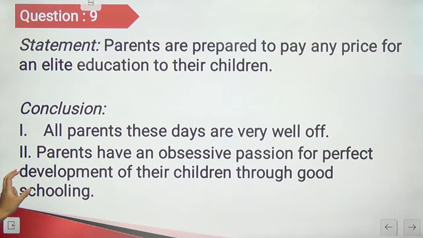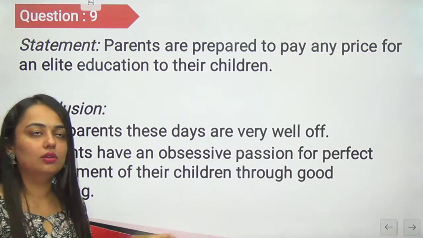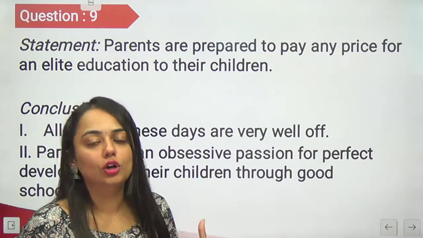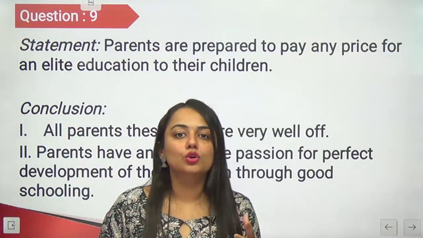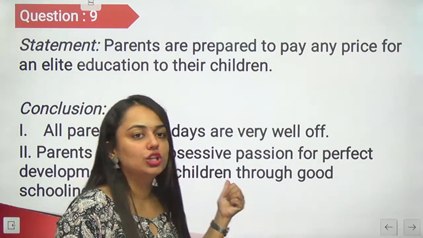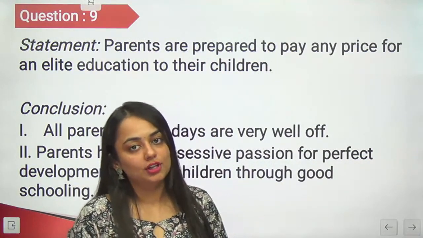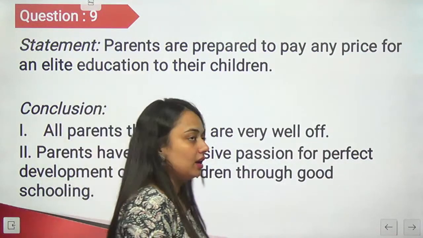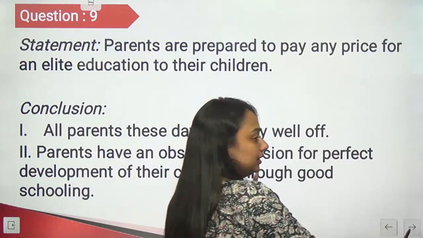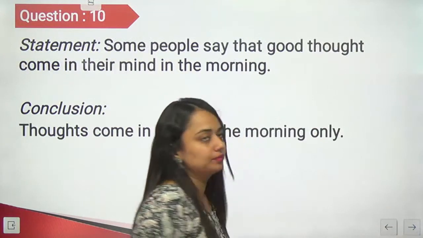But if we see the second one, parents have an obsessive passion for the perfect development of their children through good schooling. So even if they are not able to afford it, they are going to do it by hook or crook. Why? Because they are passionate, they are obsessive about wanting to send their children for an elite education. I hope you understood this one. In this, the second conclusion follows.